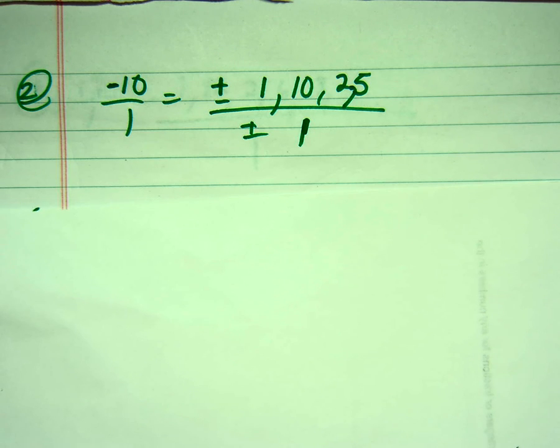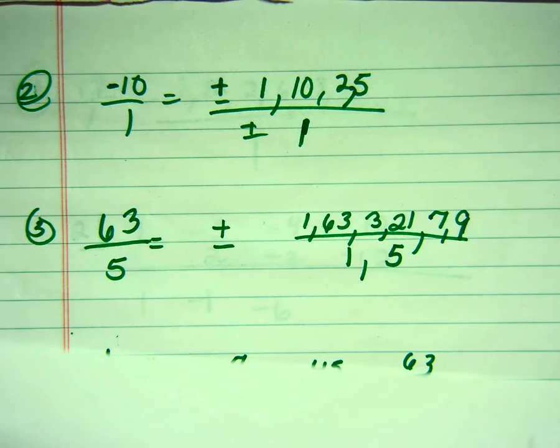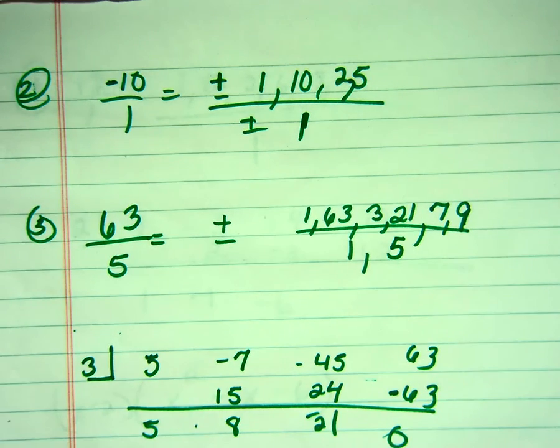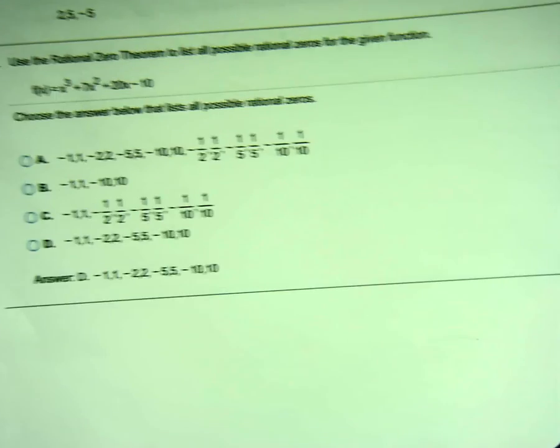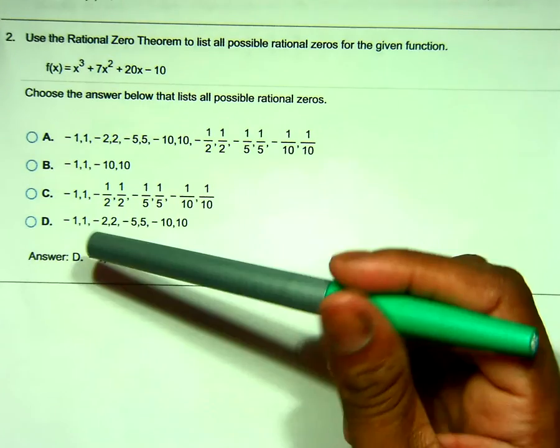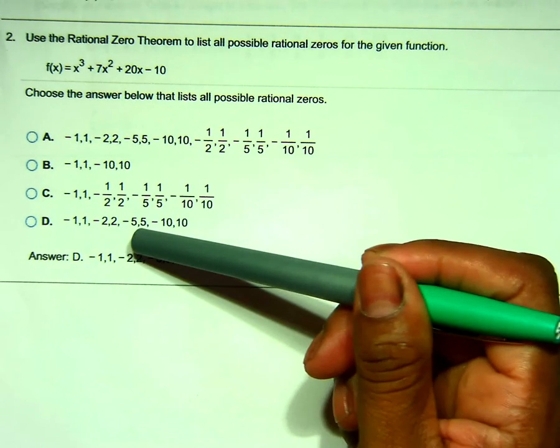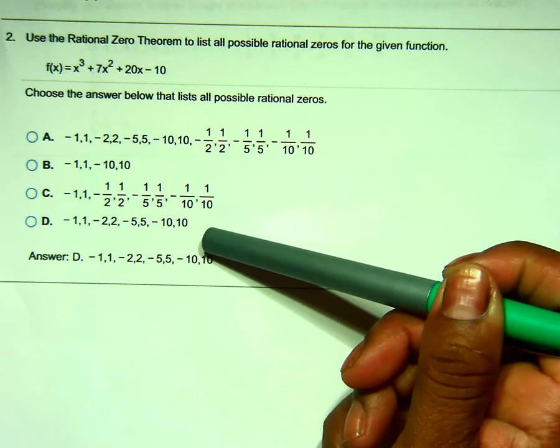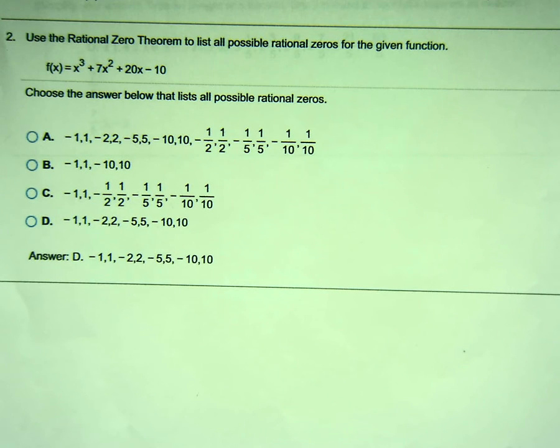But make sure you type it in carefully, especially if it's fractions. If it can be simplified, then do so. So let me show you what they mean. You got your plus and minus 1, plus and minus 2, plus and minus 5, and your plus and minus 10. So you're just writing a whole lot.